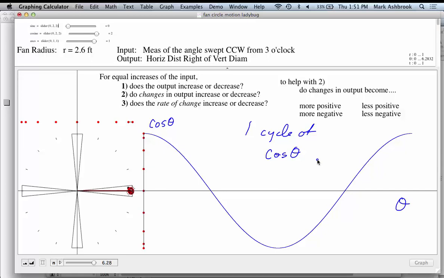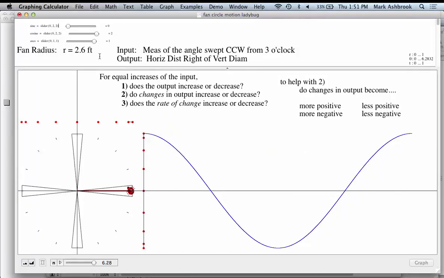Again, if we increase the angle past 2 pi, then we get a repetition of these same output values, right? Every time we go around the circle, we'll just get these same output values over and over again. So if we graphed more theta, we would just see this thing repeating over and over again. Okay, so that's our sine and our cosine graphs.